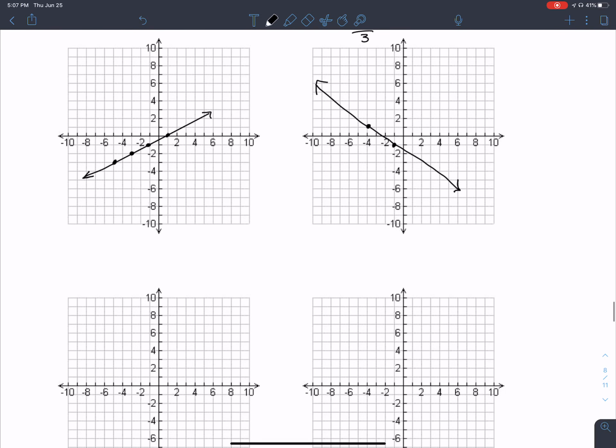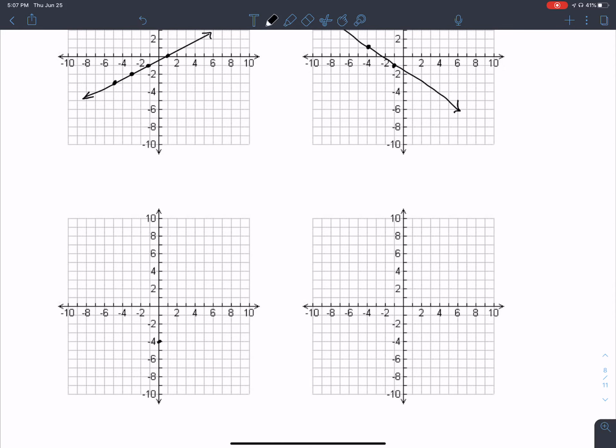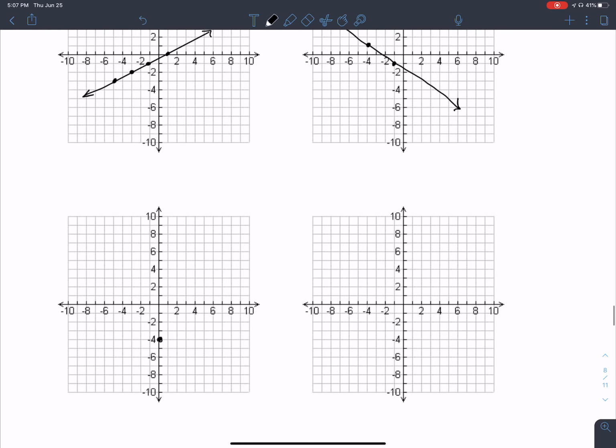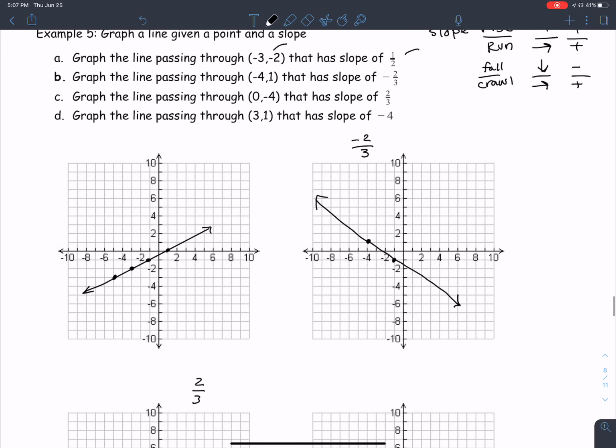Graph (0, -4). And slope 2/3. So this is positive. So up 2 over 1, 2, 3. And then we went up 2. I didn't do that in the last one, but up 2, right 3. So then go down 2 and left 3. So this will help us when we start doing systems. We have to do more than 2 points.